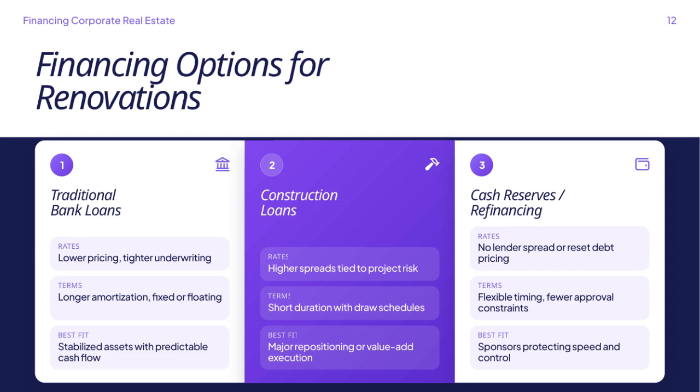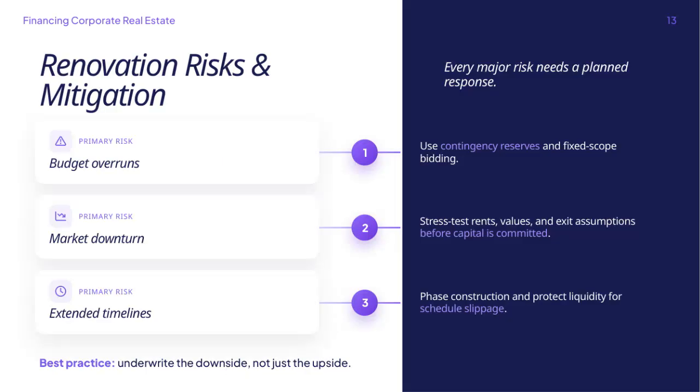Finally, using cash reserves or refinancing is another approach. This option isn't subject to lender spread or the resetting of debt pricing, offering more flexibility in timing and fewer approval hurdles. This method is best for sponsors who want to prioritize speed and maintain greater control over the process. Each type serves a distinct purpose, so understanding the project's goals and risk profile is key to choosing the right financing strategy.